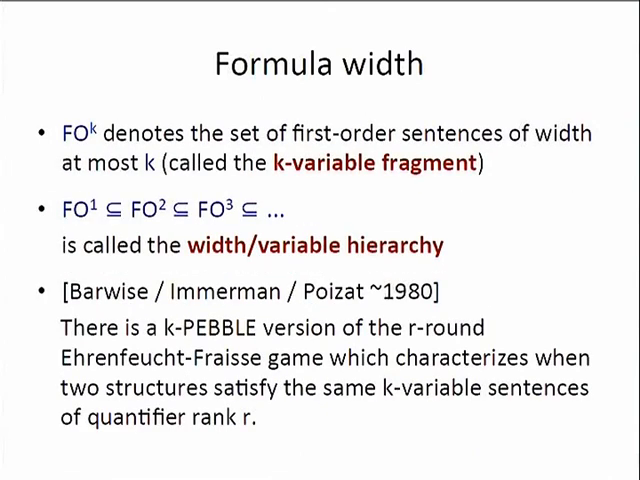So number of variables is also the same thing as width. Okay, and so I'll denote by FO^k the set of first order sentences of width at most k. This is also known as the k-variable fragment of first order logic, because you can think of it as a class of formulas with at most k distinct variable names. This gives a kind of stratification of first order logic, which is known as the width or variable hierarchy.